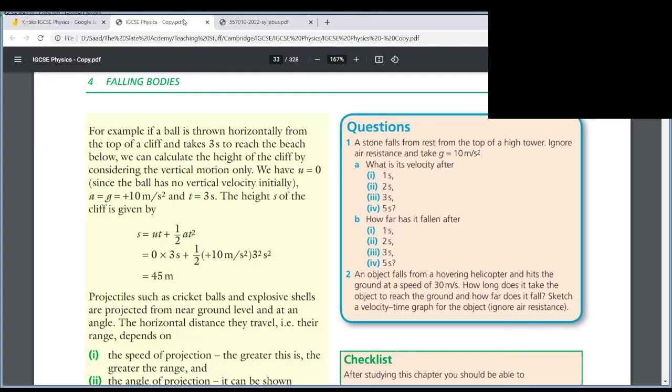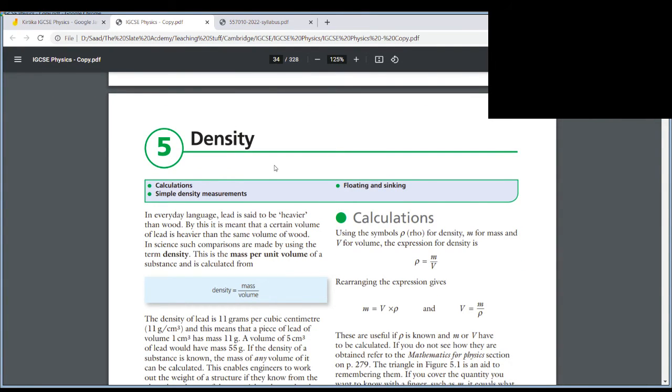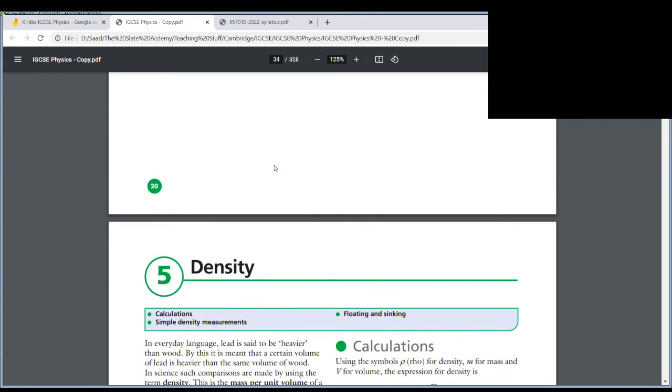The next topic that we have is density. What is density? Your voice is lagging. Okay, what is density? Density is the ratio of the mass of a particular substance to the volume of that particular substance. Okay, the ratio of mass to the volume of any particular substance.